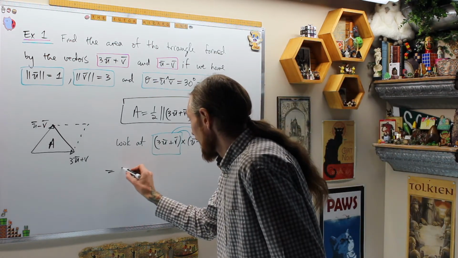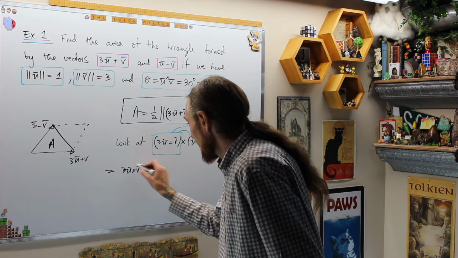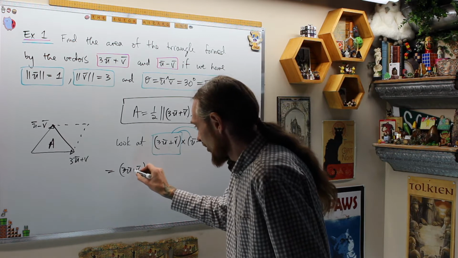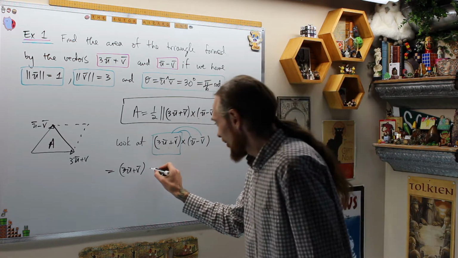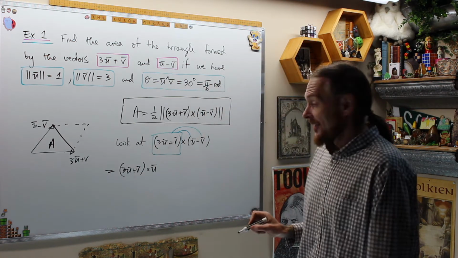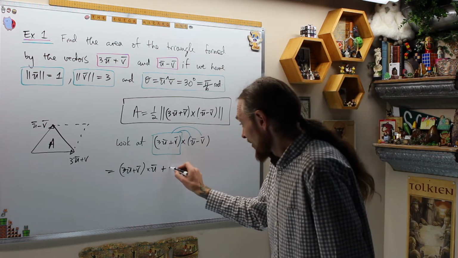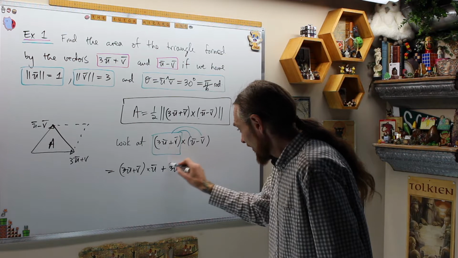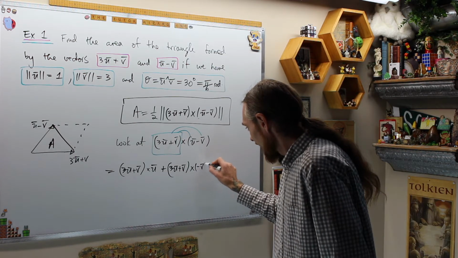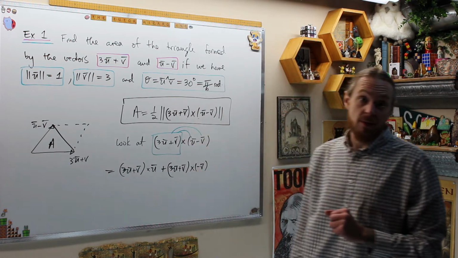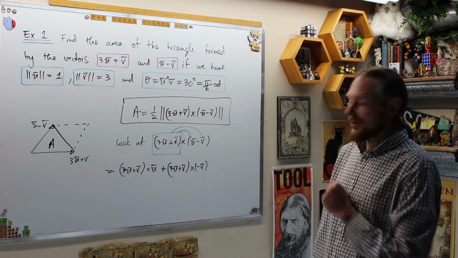That will give me 3U plus V cross product U, and then plus, I'll take care of the negative in a second, 3U plus V cross product with negative V. That's a negative K, so I could move that negative to the front if I want. We'll leave it for now.